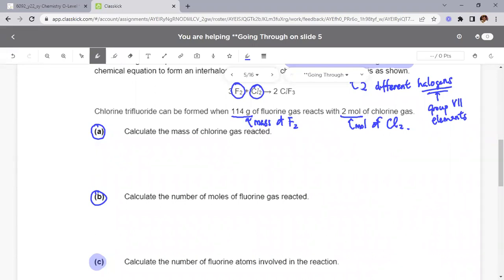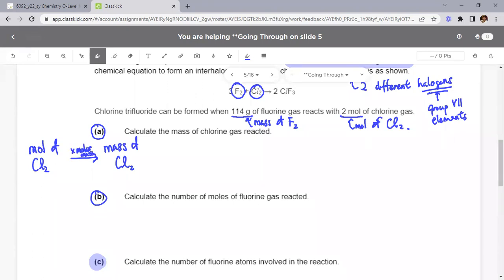Let's start. Part A asks you to calculate the mass of chlorine. What is given to me initially is the mole of chlorine. So always have the approach: ask yourself how you're going to reach the answer. What I am given is the mole of Cl2. What they want me to find is the mass of Cl2. So how to convert mole into mass? You know that you have to multiply by the molar mass.